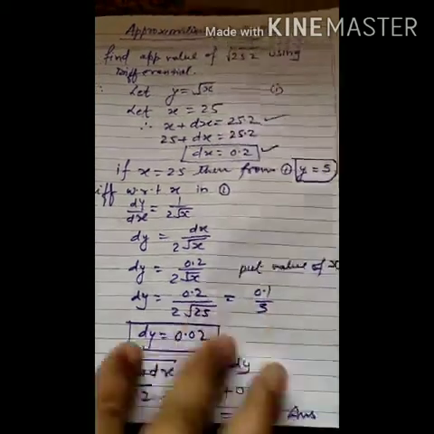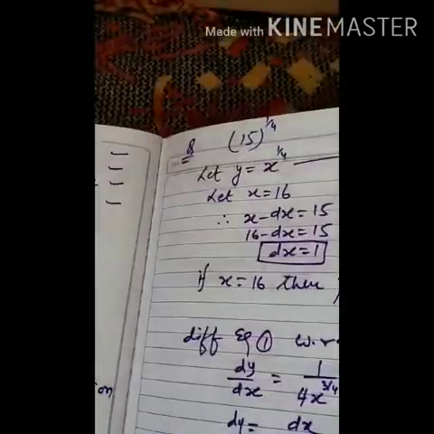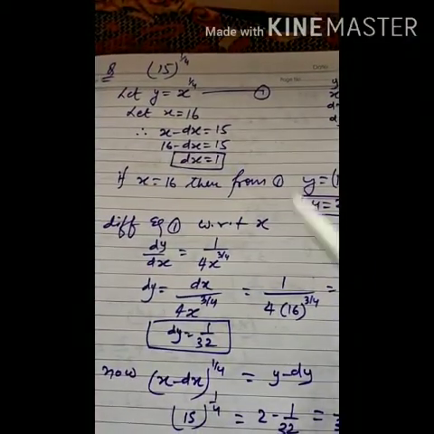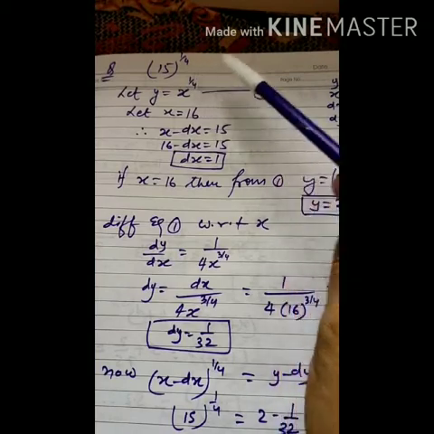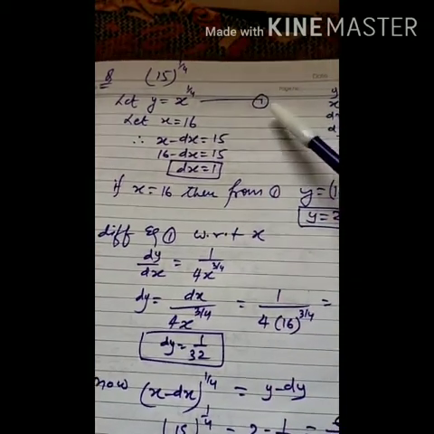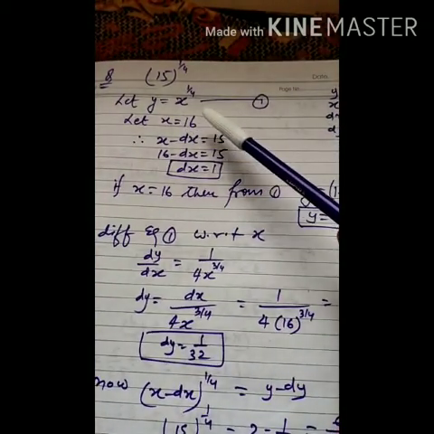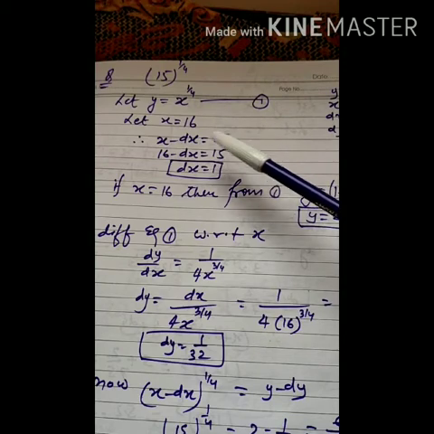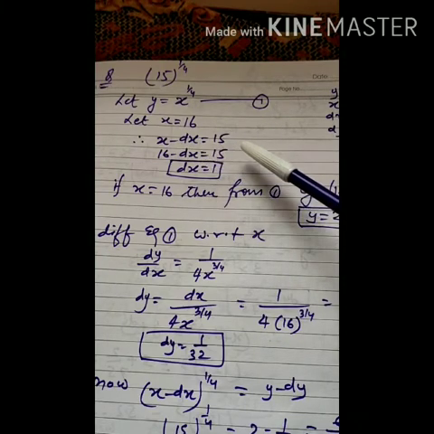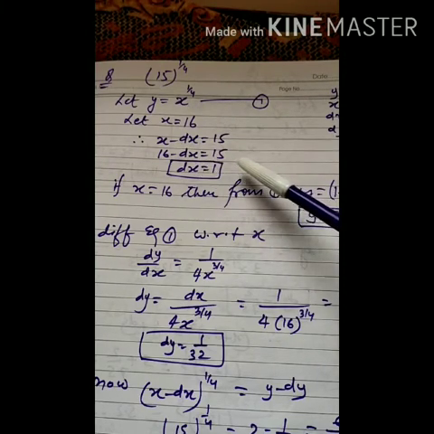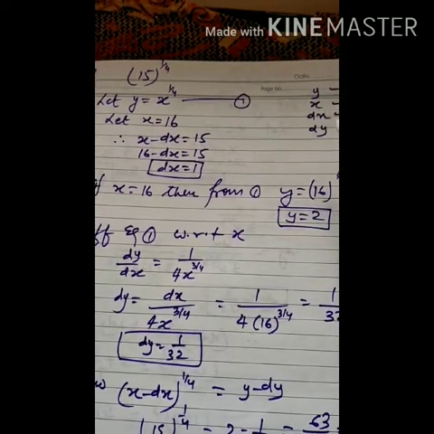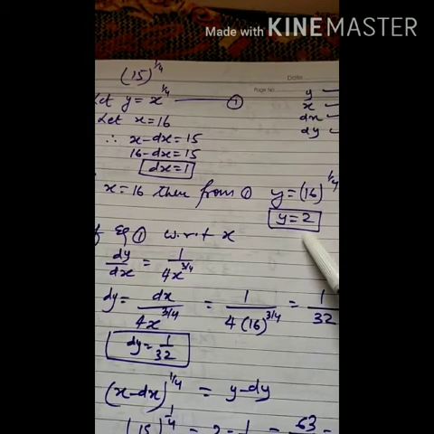Now move to the next question. Find the fourth root of 15. Okay, so let us consider y equals x to the power 1 by 4, and here you have to take x as 16. Now x minus dx equals 15. So 16 minus dx equals 15. dx will be 1. Now put the value 16 in equation 1. Then we will get y equals 2.